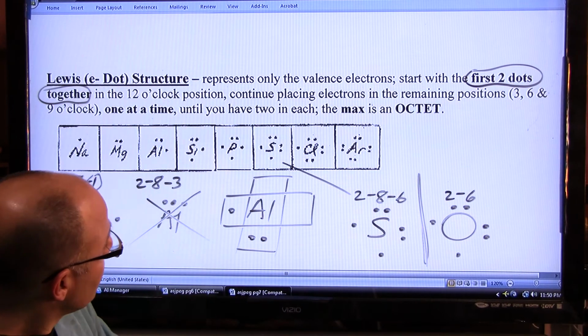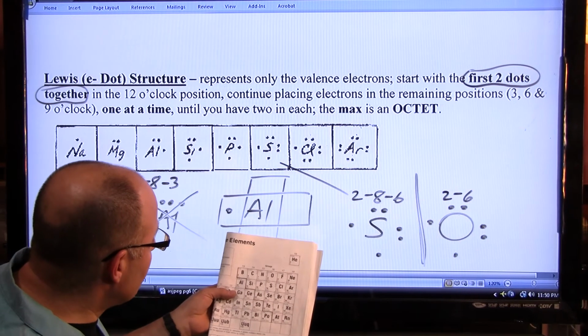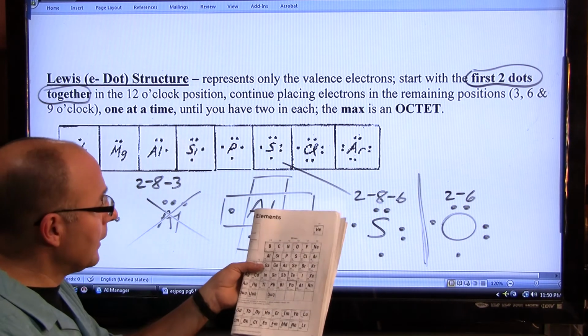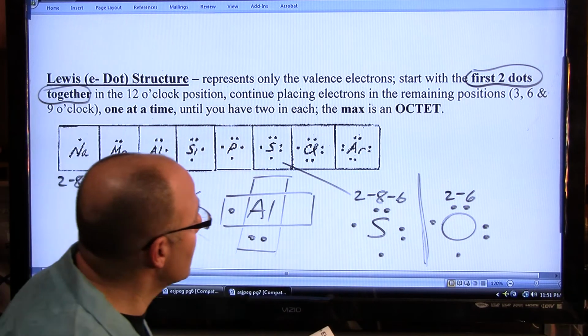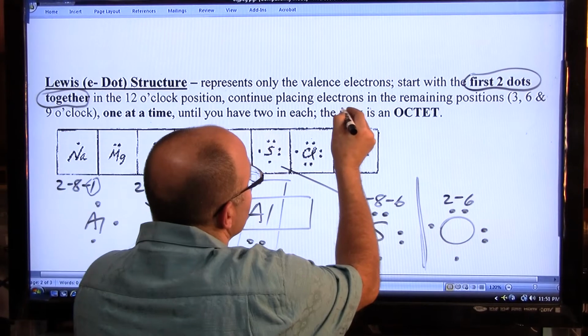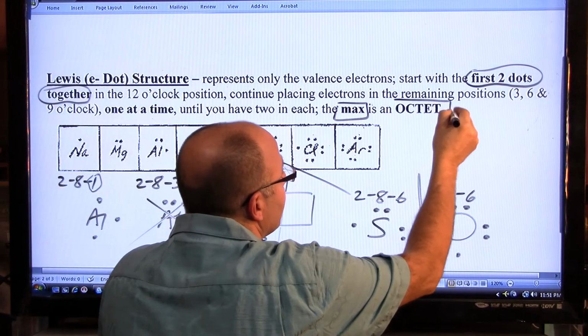All right. Then chlorine with 7 valence electrons, and then finally argon with 8 valence electrons. Argon has the maximum, which is an octet.